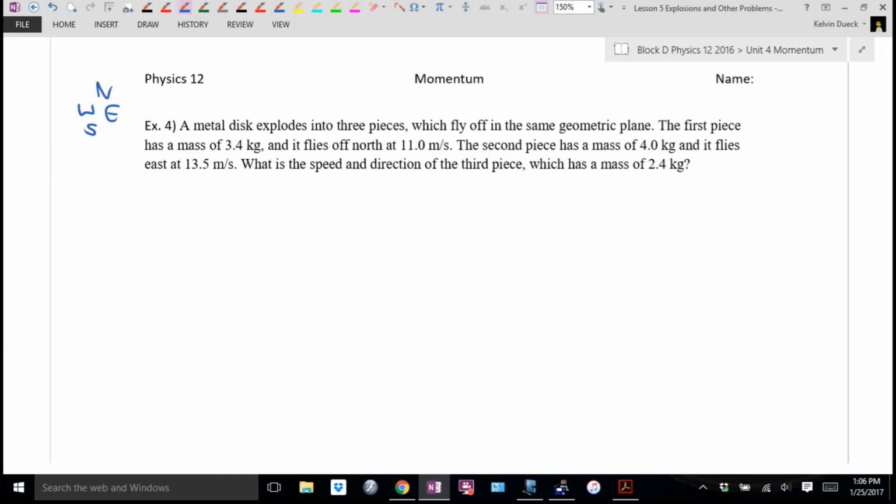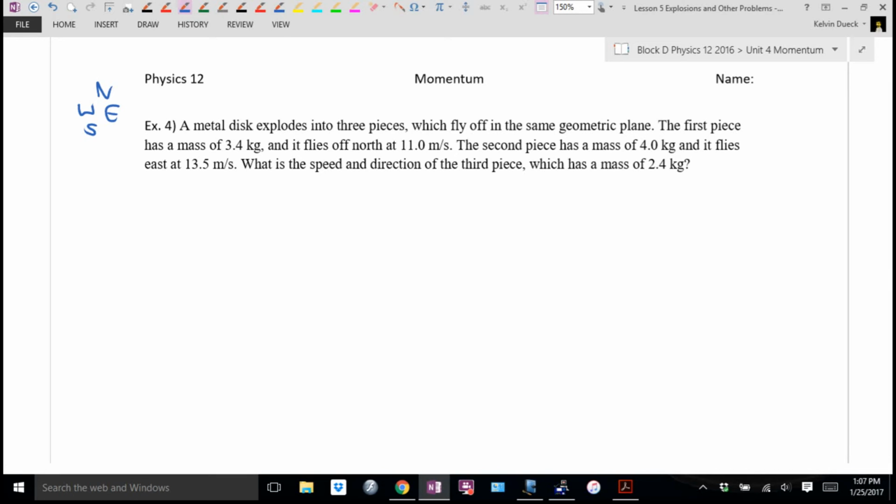Now, I have to water the question down. In real life, a bomb would blow up into thousands of fragments, and you would use software. You would collect as many of them as you could, you would measure their masses, and you would use software to kind of reverse engineer this. With 3 fragments, we can do this by hand.